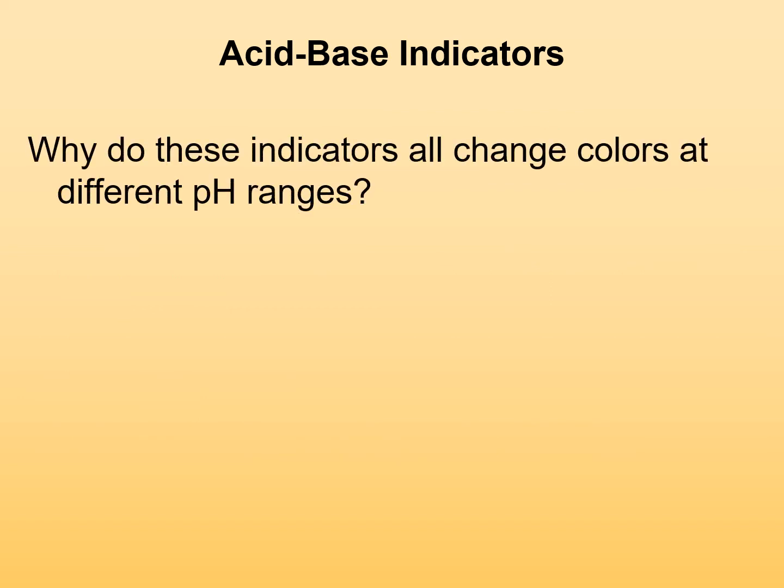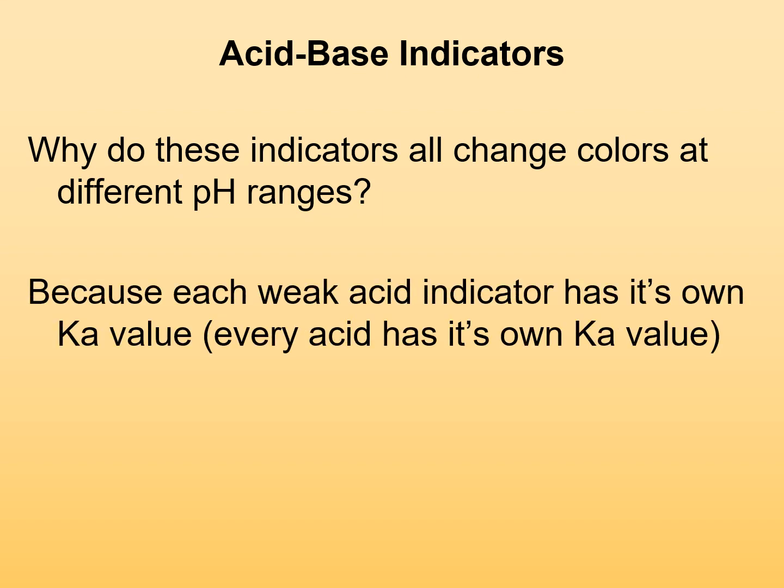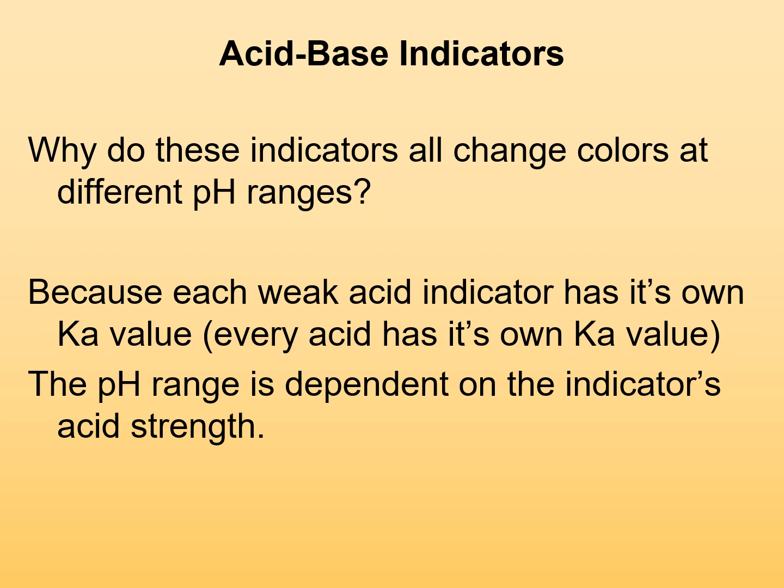Now, indicators all change color at different pH ranges because every weak acid indicator has its own Ka value. Therefore, its pKa would be at a different value as well. So the pH range is dependent on the indicator's acid strength. That's why some of them will be used for lower pHs or higher pHs.